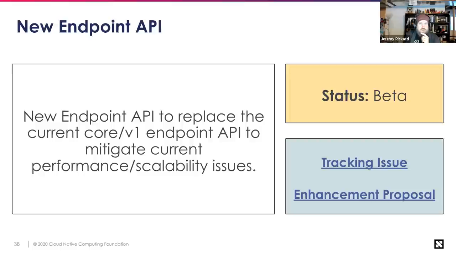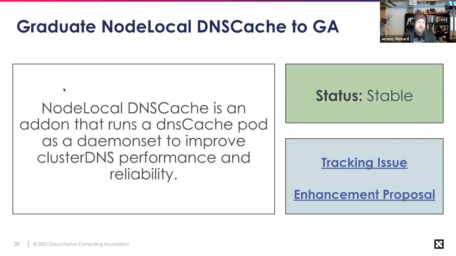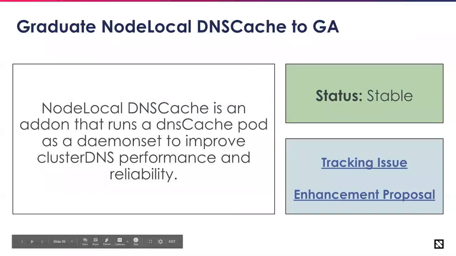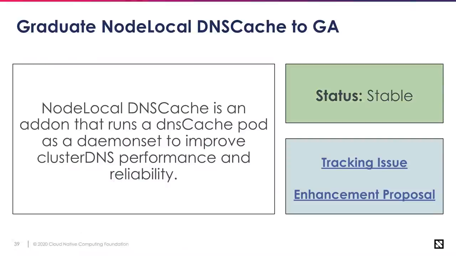Well, let's move on to the next one now, which is graduate node local DNS cache to GA. So graduating a node local DNS cache. This is a new add-on that runs a DNS cache pod as a daemon set. And overall, it's just expected to improve the performance of DNS across clusters.